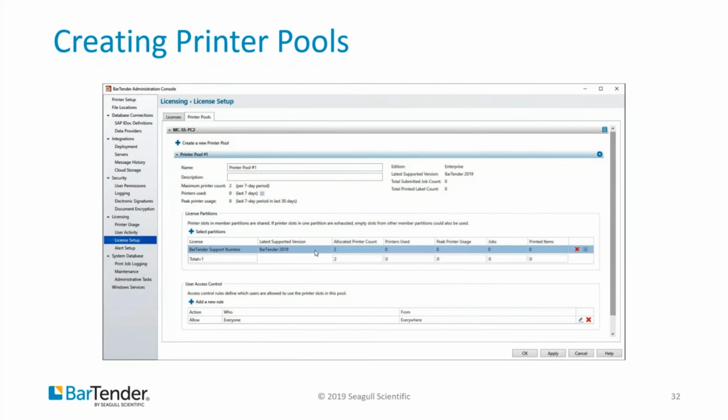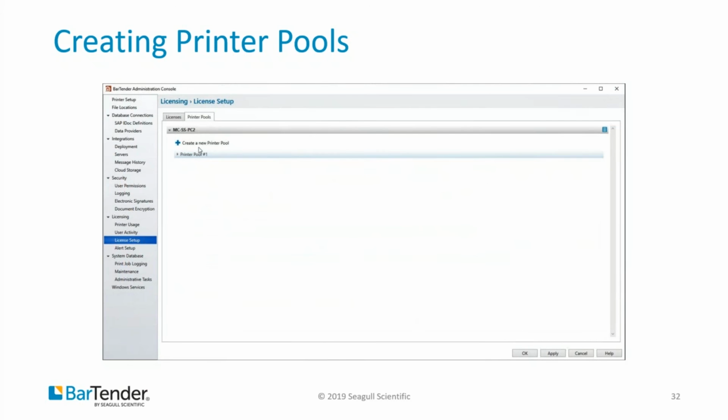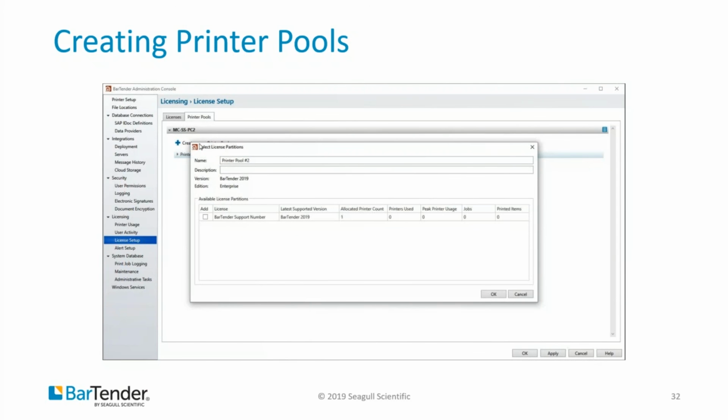So in the previous example, which this works off of, we created two partitions. And what we can do now is go ahead and create a new printer pool, and we can assign each one of those partitions to the printer pools. So we'll close that out. We'll hit create a new printer pool. We can give it a custom name and description if we'd like. I just left it on the default here.